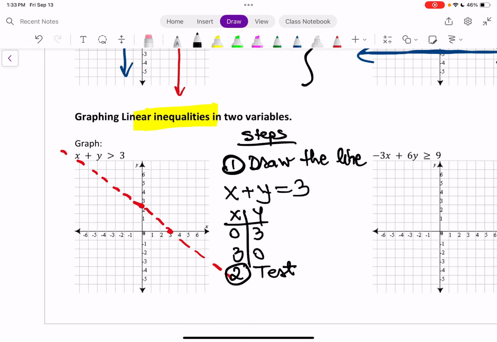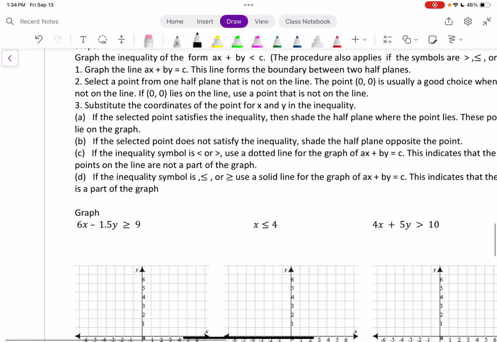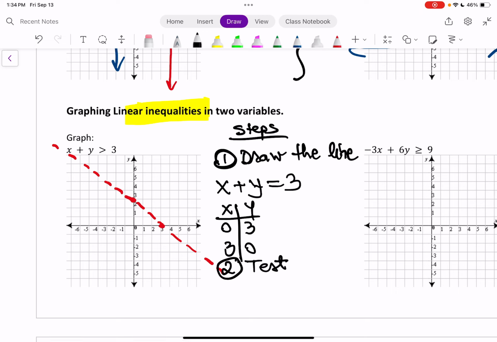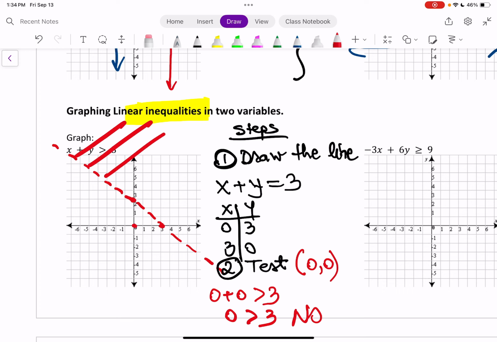So we test, and again, the instructions are very detailed down below. We will test a point not on the line. Usually, again, because we want to keep things simple, test the origin if it's not on the line. And where I test it is in the inequality. So is 0 plus 0 greater than 3? No. 0 is not more than 3. So 0, 0 is not in the answer. Therefore, the answer is on the other side of 0, 0. Okay.